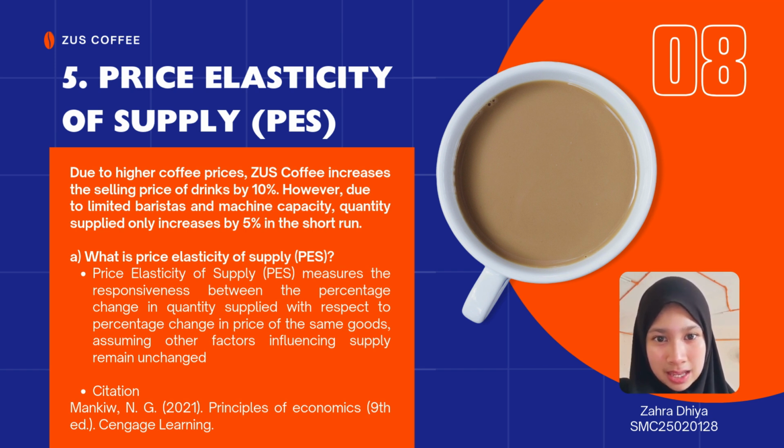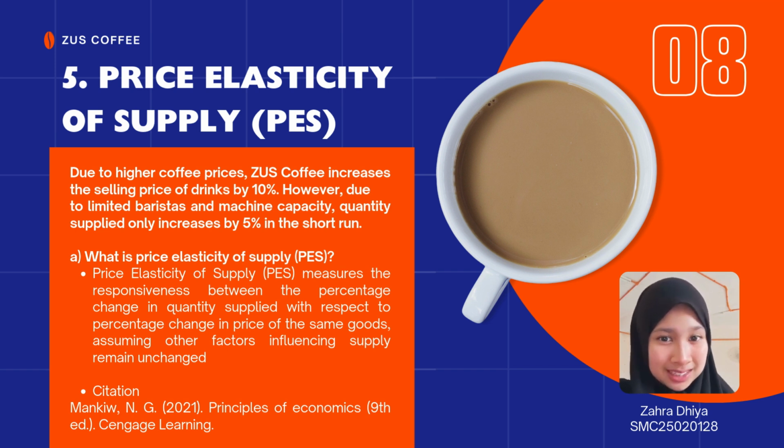So we go to the next topic, price elasticity of supply or PES. For the case study of Zeus Coffee, due to higher coffee prices, Zeus Coffee increased the selling price of drinks by 10%. However, due to limited baristas and machine capacity, the quantity supplied only increased by 5% in the short run. So, for the question, what is the price elasticity of supply or PES?